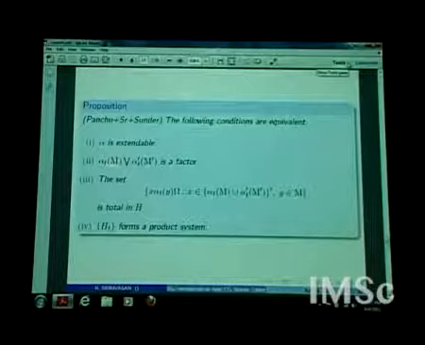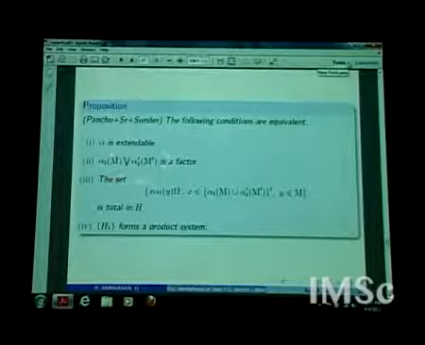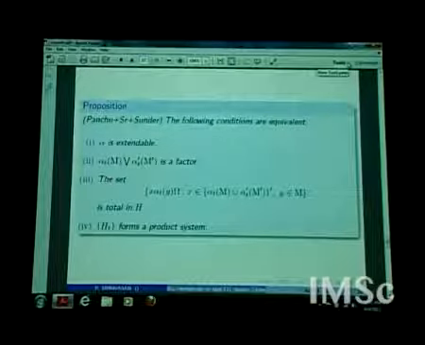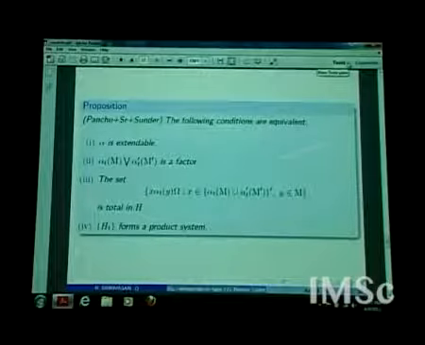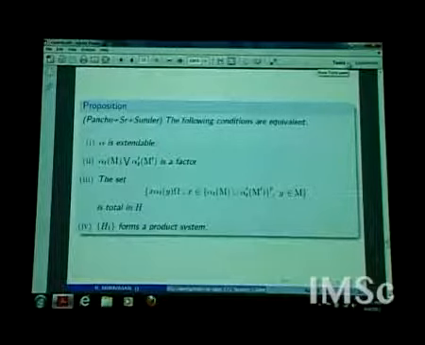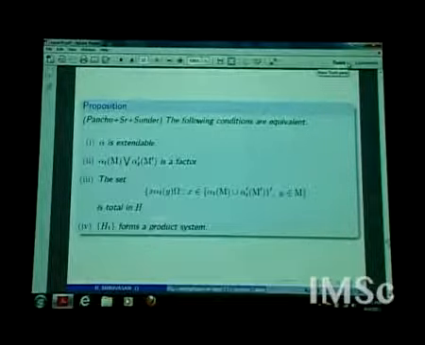Alpha is extendable if and only if alpha T of M and alpha T prime of M prime generate a factor. This is the range of alpha T, and this is the range of alpha T prime. Together they should generate a factor. This is an easier condition. It is difficult to check whether something is a factor, but this is also not so easy anyway. So, to prove something, I use this condition.